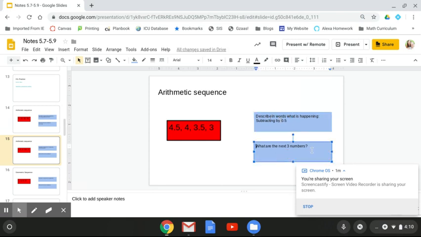That's where you would do 3 minus 0.5, which would be 2.5. And then minus 0.5 is 2. Minus another 0.5 is 1.5.